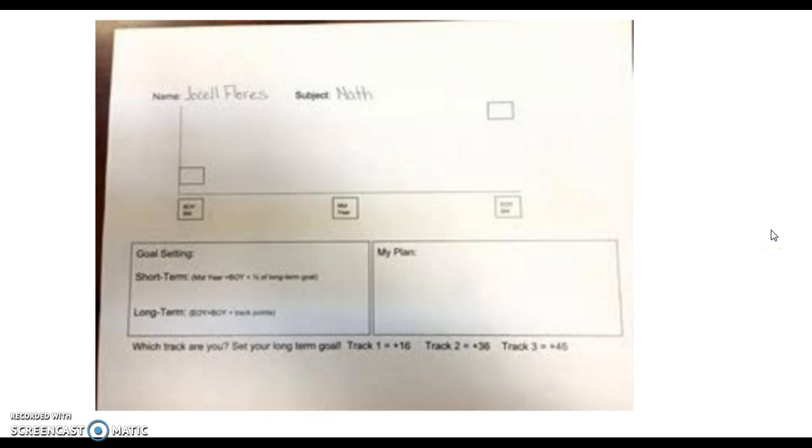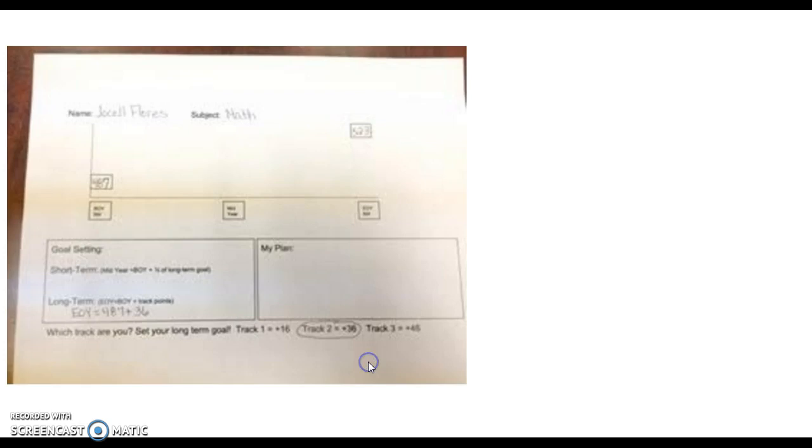So you see here for Joselle, she's just put her name and subject on here. And what her teacher has let her know is that Joselle is a track 2 student, meaning that in order to make the amount of growth that she needs, she's going to need to make 36 points growth this year. So back in September, Joselle scored a 487 on her math test, so she wrote that number in the box, and she knows that she is track 2. She needs to make 36 points growth over the course of the year.